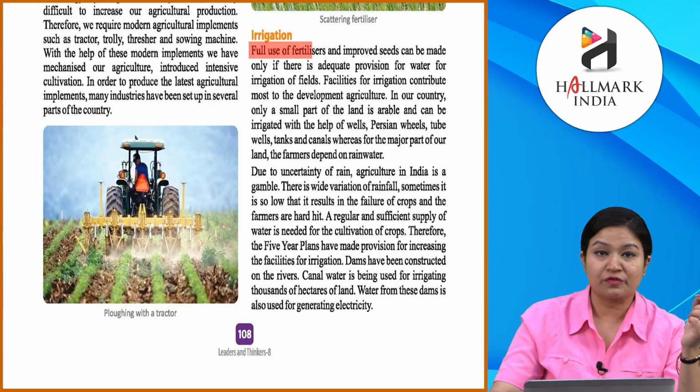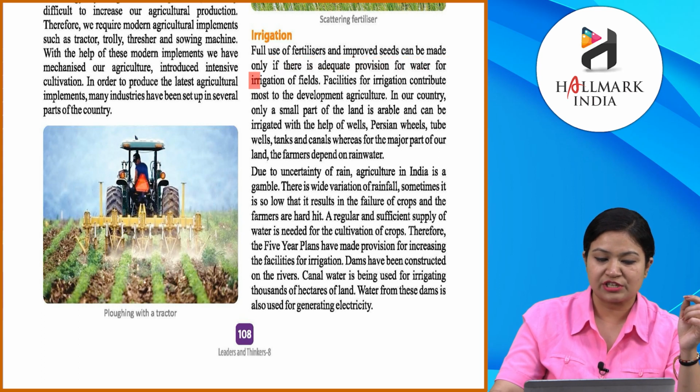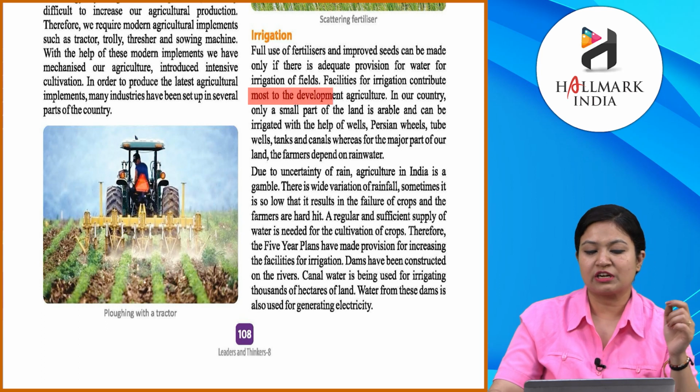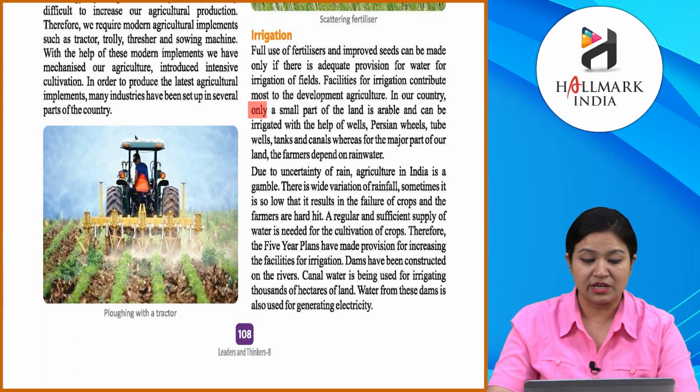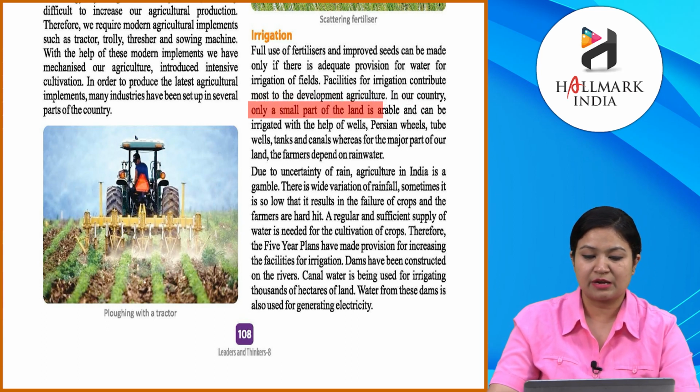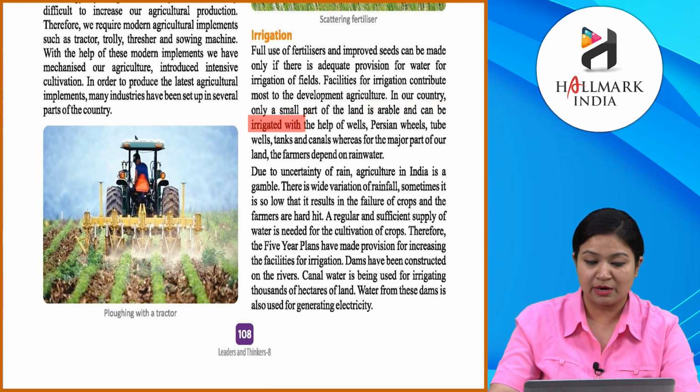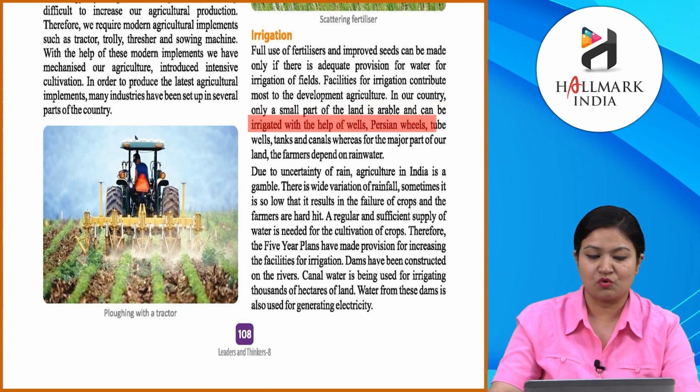Full use of fertilizer and improved seeds can be made only if there is adequate provision for water for irrigation of field. Facilities for irrigation contribute most to the development of agriculture. In our country, only a small part of the land is arable and can be irrigated with the help of wells, Persian wheels, tube wells, tanks and canals, whereas on the major part of our land, the farmers depend on rainwater. Due to uncertainty of rain, agriculture in India is a gamble.